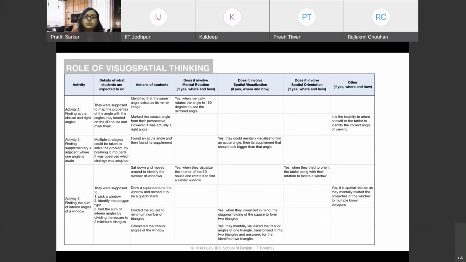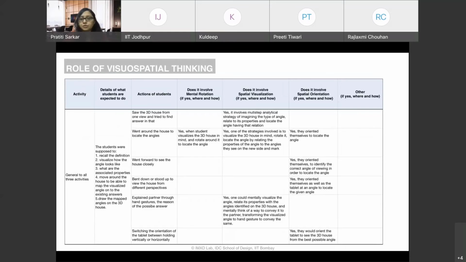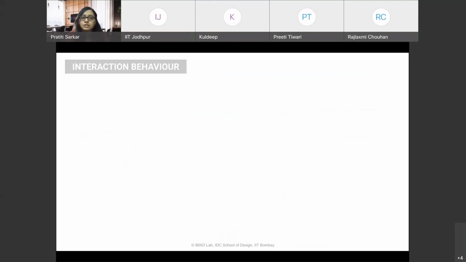We also looked into the role of visual spatial thinking, which was evaluated in terms of mental rotation, spatial visualization, and spatial orientation. For each of the activities, we tried to see at what point any of these components was coming into play, for every activity individually, and which was general to all three activities. So at what point, which component of visual spatial thinking was actively being used by the students.